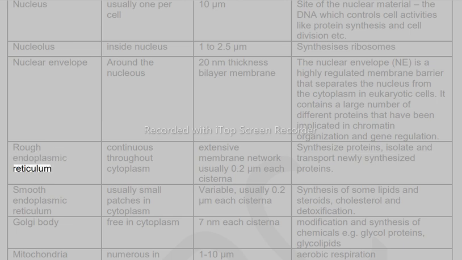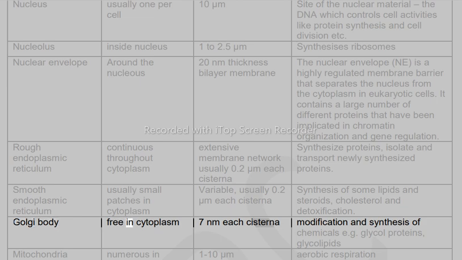Rough endoplasmic reticulum. Continuous throughout the cytoplasm. Extensive membrane network, usually 0.2 micrometers each cisterna. Synthesizes proteins, isolates and transports newly synthesized proteins. Smooth endoplasmic reticulum. Usually small patches in the cytoplasm. Variable, usually 0.2 micrometers each cisterna. Synthesis of some lipids and steroids, cholesterol, and detoxification.